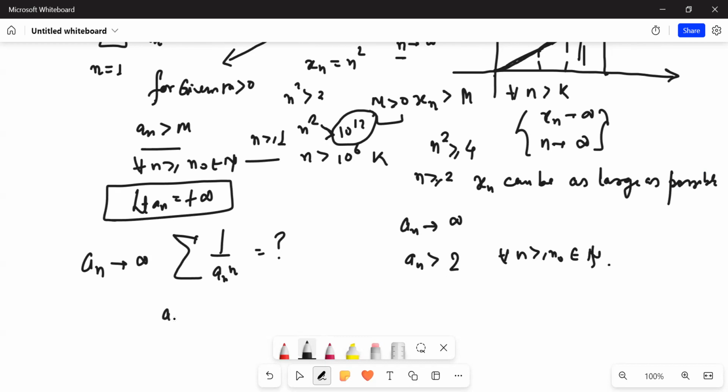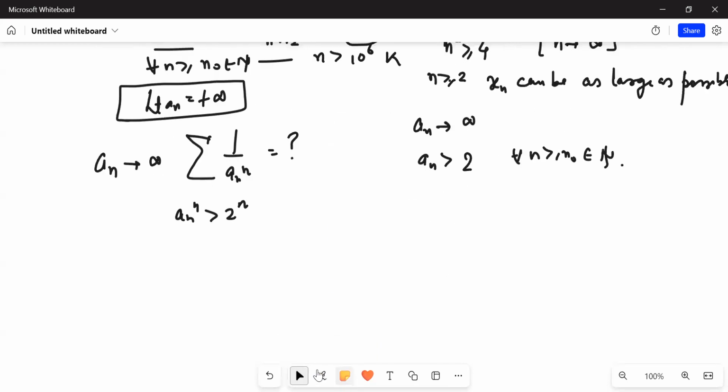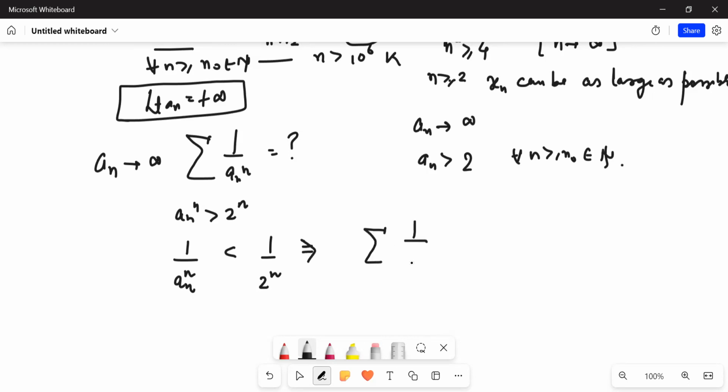What does it imply? It implies that an raised to power n can be made greater than 2 raised to power n. And if this is the case, I know that 1 upon an raised to power n can be written as less than 1 upon 2 raised to power n. From here it is quite evident that summation 1 upon an raised to power n is less than summation 1 upon 2 raised to power n. This is a convergent series. So by comparison test, this is also convergent.